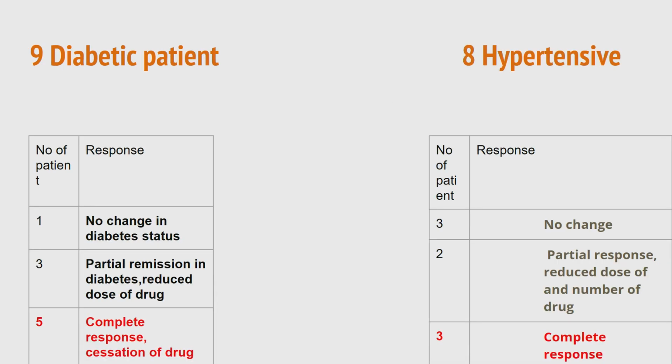Coming to diabetic and hypertensive improvement, 5 patients out of 9 diabetic patients had a complete response to bariatric surgery and stopped taking their anti-diabetic drugs, and 3 patients stopped anti-hypertensive drugs. In 1 patient there was no change in diabetic status, and in 3 patients there was no change in anti-hypertensive medications. 3 patients from the diabetic group had a partial response with reduction in diabetic drugs, and 2 patients had a partial response with anti-hypertensive drugs going down.